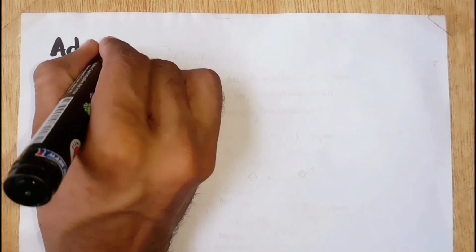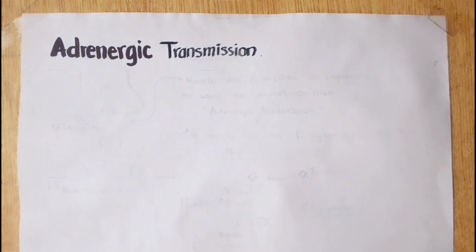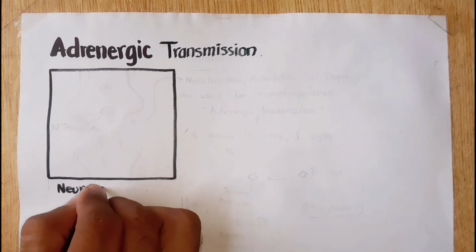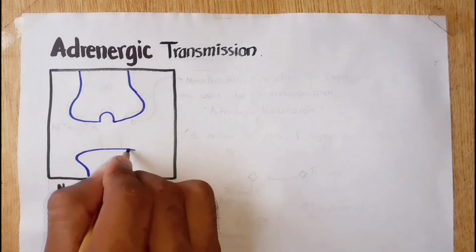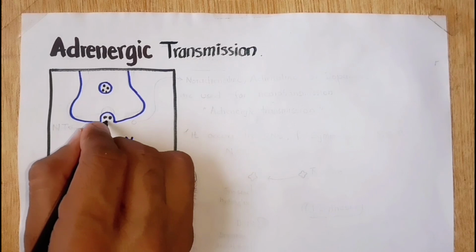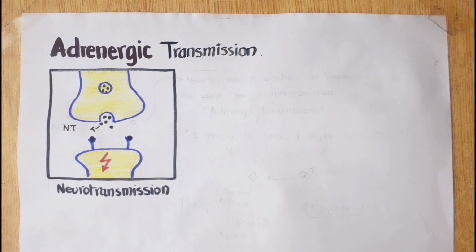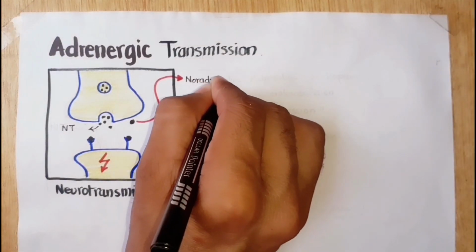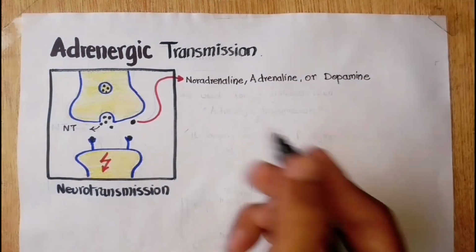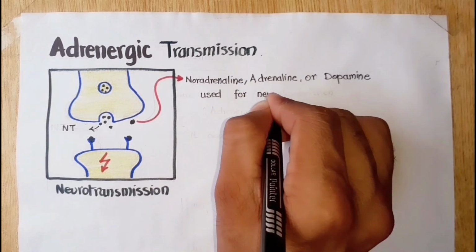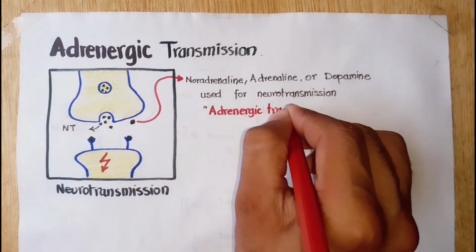In this video, we will discuss adrenergic transmission. Neurotransmission refers to the transmission of a nerve impulse from one neuron to another neuron or to an effector site by releasing chemical substances called neurotransmitters. When the neurotransmitters noradrenaline or norepinephrine, adrenaline or epinephrine, and dopamine are used for transmitting impulses, this type of neurotransmission is called adrenergic transmission.